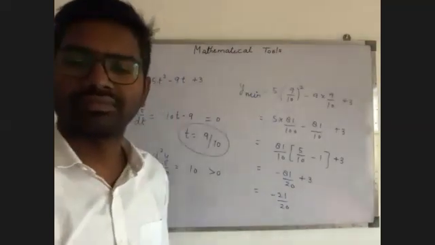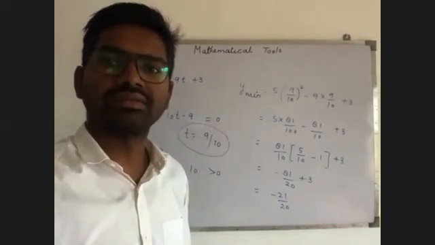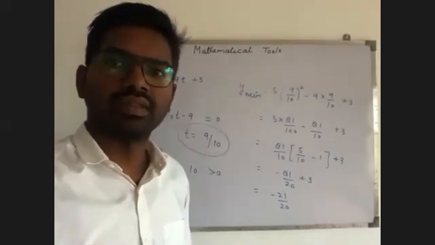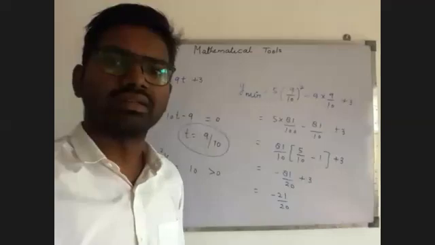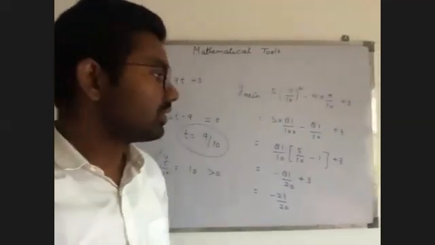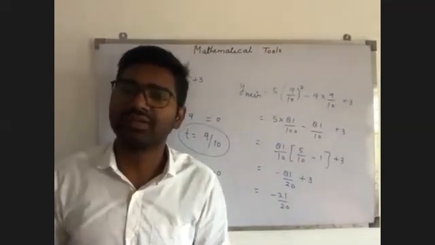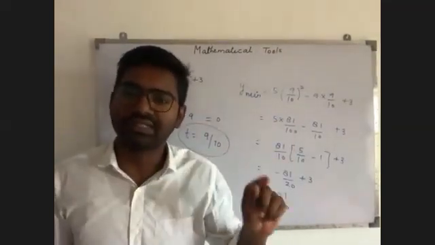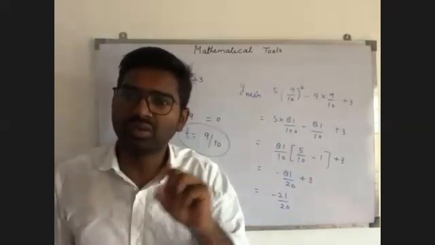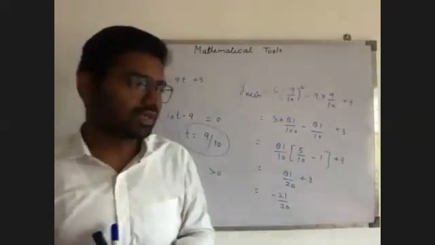Is everyone getting the same answer? Minus 21 by 20. Right. So how to find out the maxima and minima of any function? Is it clear to everyone? First differentiate the function, make it equal to 0. You will get a point. Listen carefully to what I'm saying.